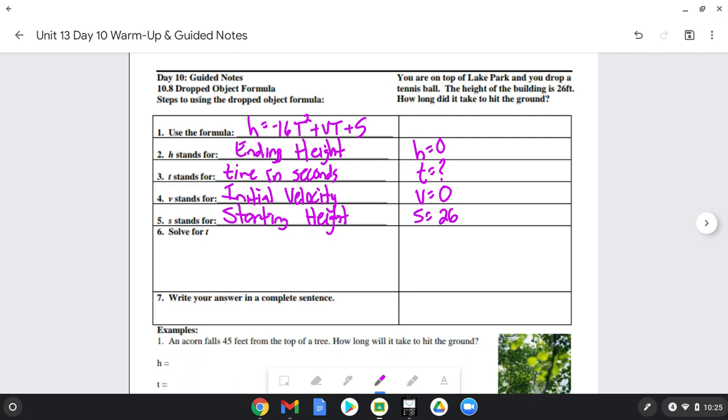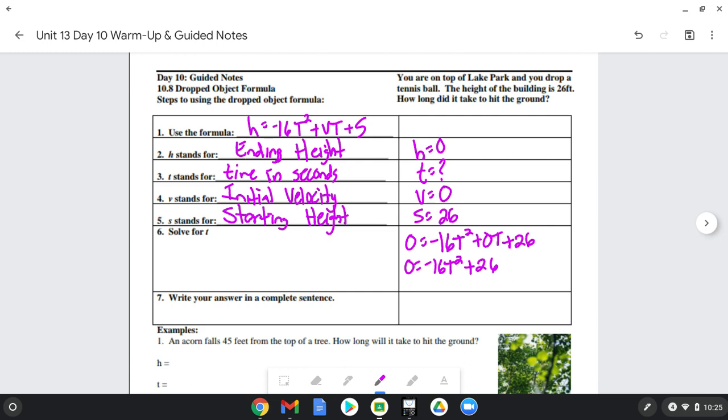So if I put all of that together, I'd get 0 for my h equals negative 16t squared plus 0t plus 26. That takes into account my velocity, my starting height, my ending height, and the t I leave there because that's the one thing we're solving for. And that 0t in the middle will always disappear today because we don't have an initial velocity. So it really looks like this: 0 equals negative 16t squared plus 26.